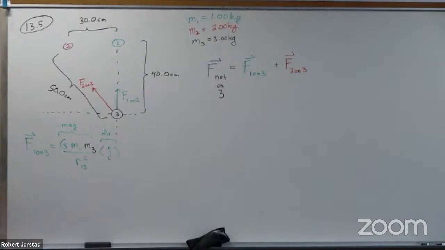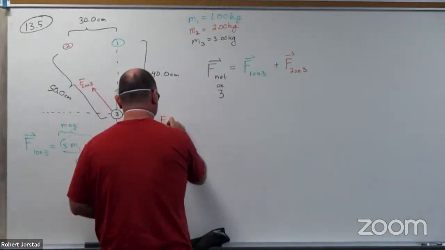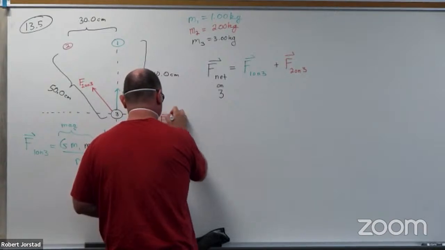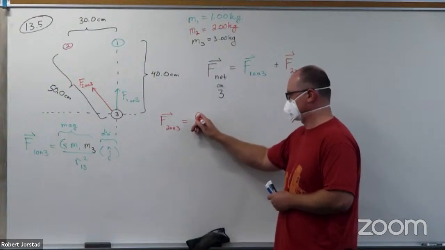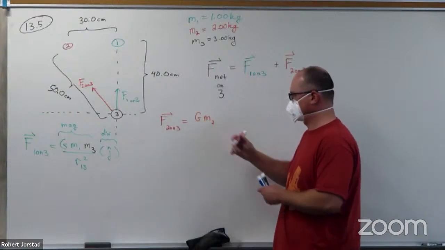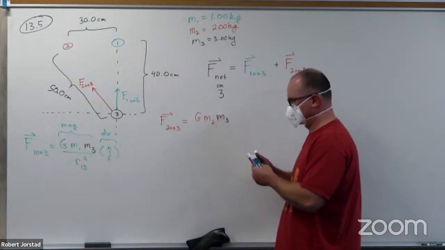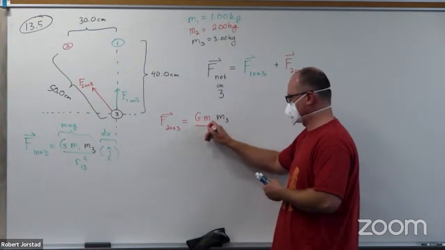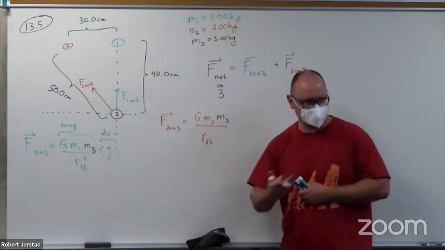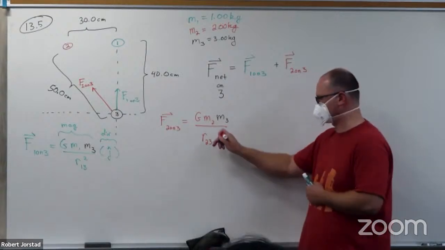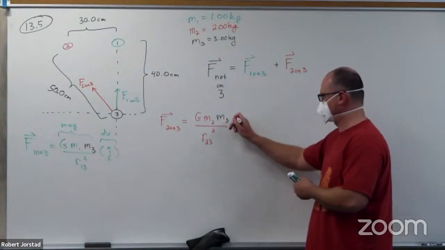Now we can do force 2 on 3 in 2 ways. I could say it's G mass 2, mass 3, divided by the distance. See the advantage of the subscripts now? That's basically what I was telling you earlier. And then I could try and get the direction.